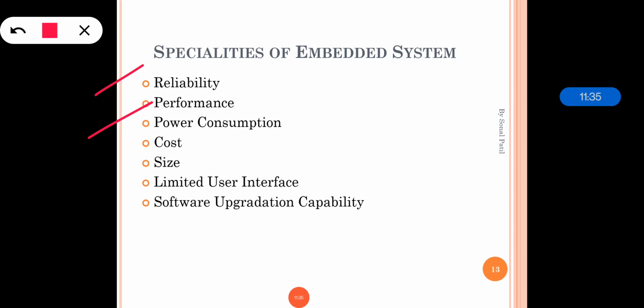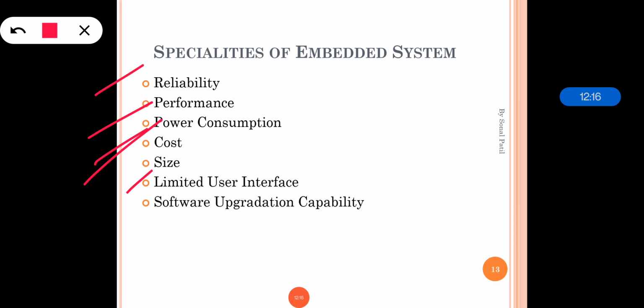Then the performance. Many embedded systems have time constraints, like we have seen with hard and soft real time systems, so it is very necessary to have proper performance for the deadline. Then the power consumption: most embedded systems operate on battery, so to reduce battery drain and avoid frequent recharging, the power consumption should be very low. Cost: for embedded systems, the cost is generally very important. Embedded systems use microcontrollers and microprocessors, because of which the costs are also reducing.